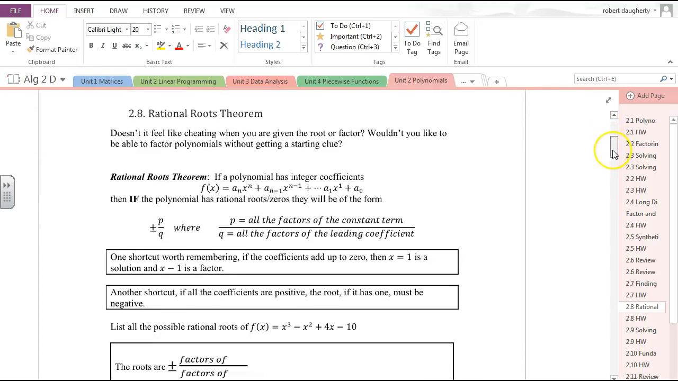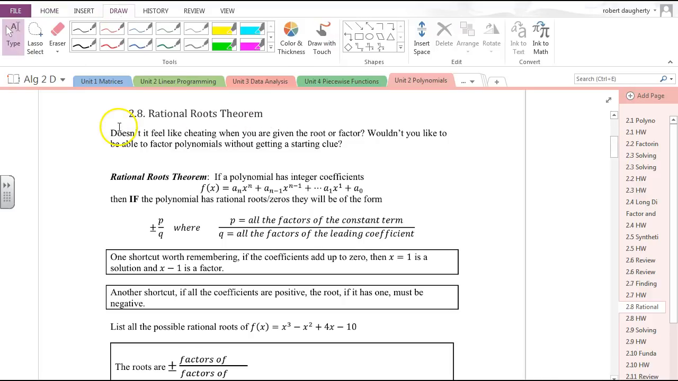So section 2.8, something called the rational roots theorem. Okay, this is going to be a theorem that we're going to use to help us factor polynomials. Okay, there's a sarcastic question up here.